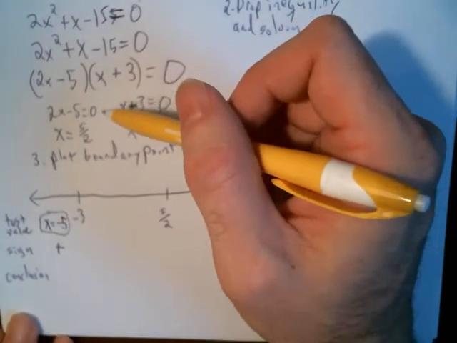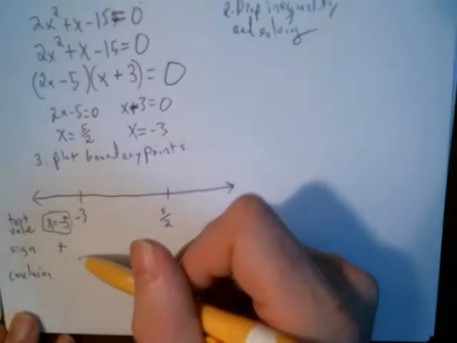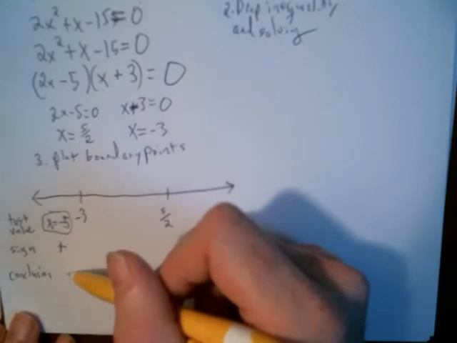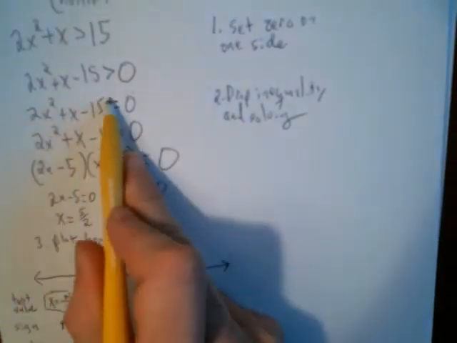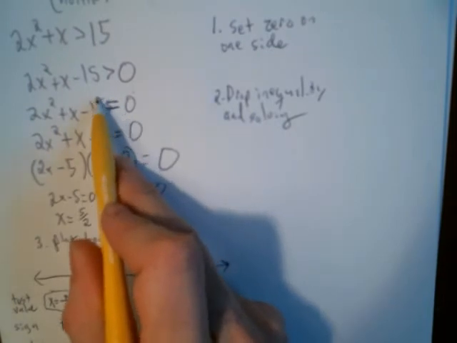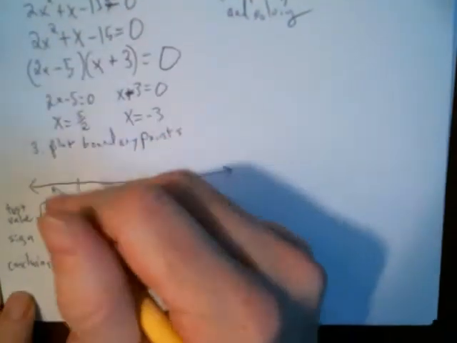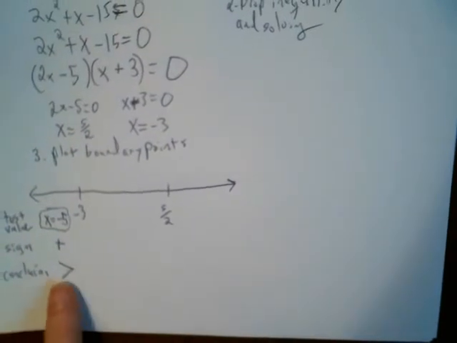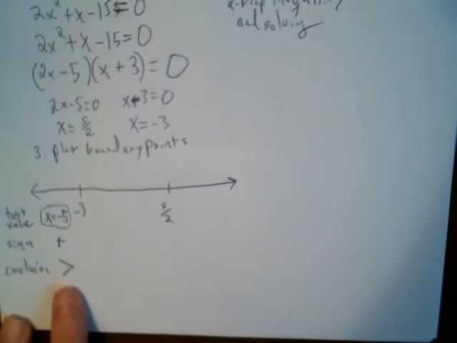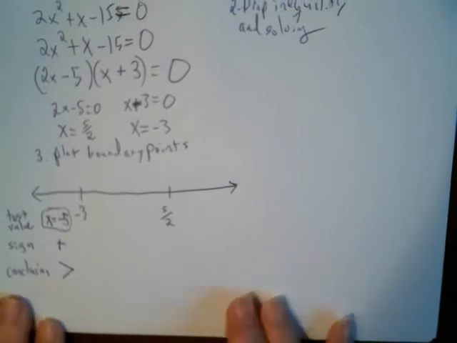Us less cool people need to put them in our heads and actually chug them out. Right, and so our sign is positive, and our conclusion then is that in this interval, this polynomial will be greater than 0. Okay, so you can conclude, and that's good. That's what we want. So this interval would be in our solution set. Okay, so let's keep going.